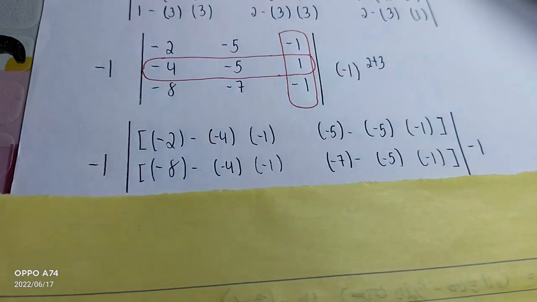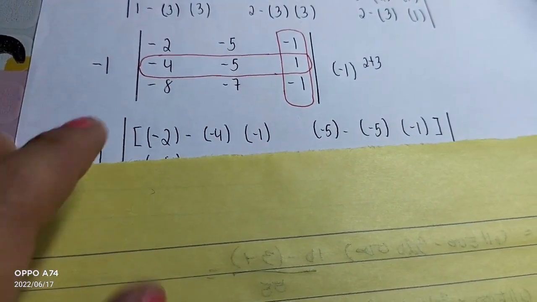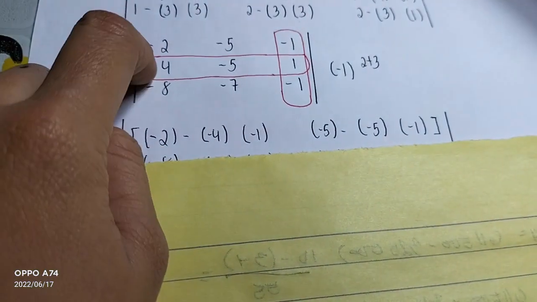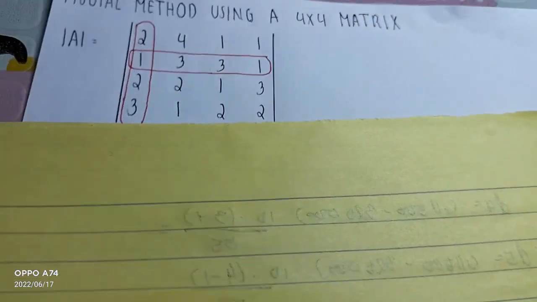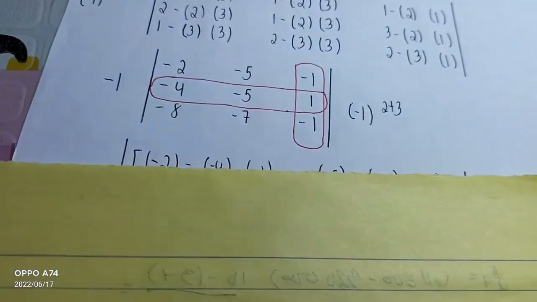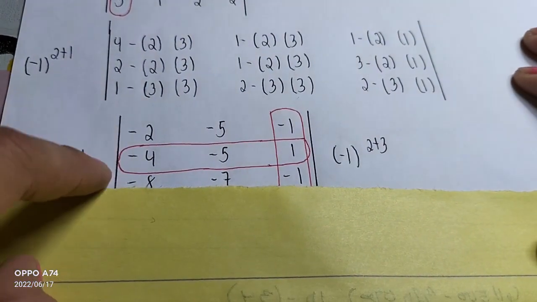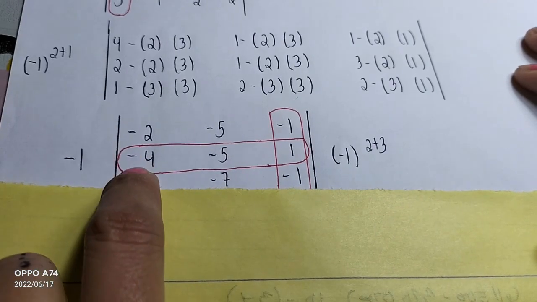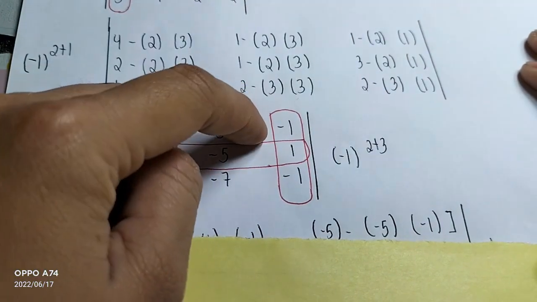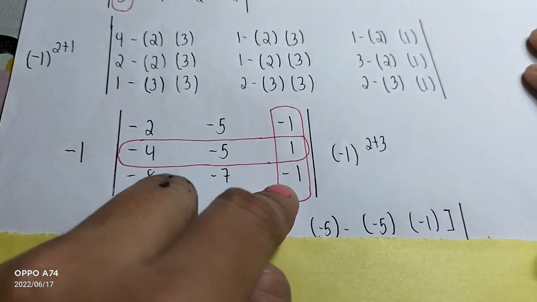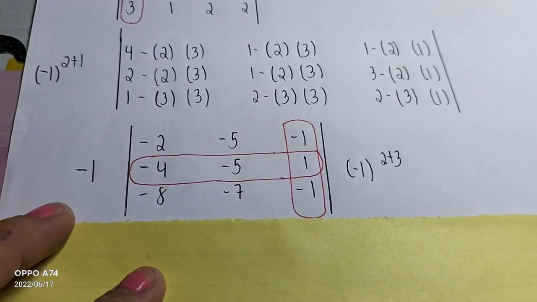So, dito na tayo. Dito, itong nakasirkel na to, pipili ka rin tulad na ginawa natin dito sa taas. So, dito naman, pumili kami sa second column. Yung negative 4, negative 5, and positive 1, and dito sa last row na negative 1, positive 1, and negative 1. Kaya, naka-circle na siya.